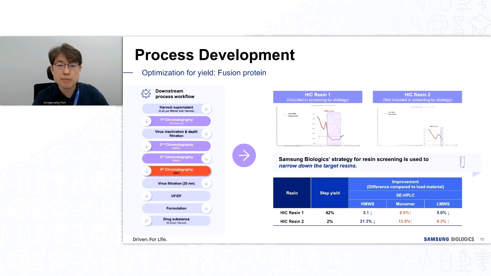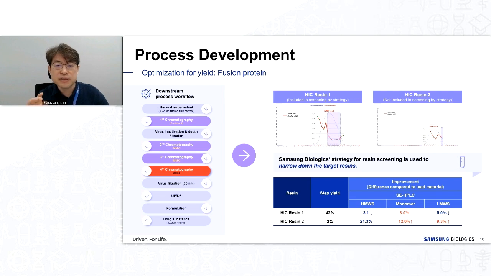Now, let's examine the performance results derived from our case studies. The first case presented here demonstrates the successful completion of resin screening through the application of our strategy. This project is for an Fc fusion protein, where we compare two scenarios, one applying our strategy and the other without.